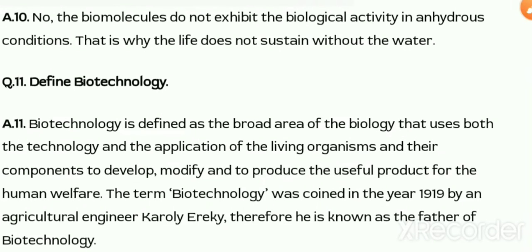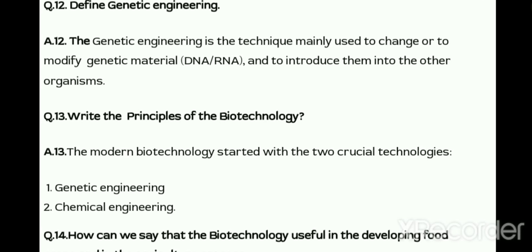Eleventh question: define biotechnology. Biotechnology is defined as the broad area of biology that uses both technology and the application of living organisms and their components to develop, modify, and produce useful products for human welfare. The term biotechnology was coined in the year 1919 by an agricultural engineer, Karl Ereky. Therefore, he is known as the father of biotechnology.